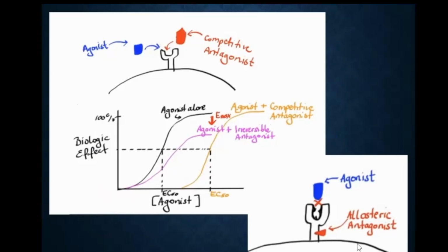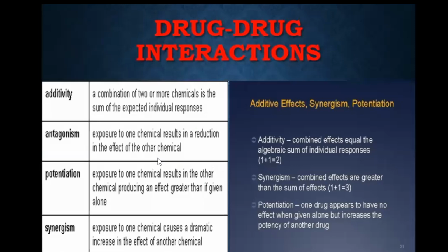And as I mentioned, an allosteric antagonist binds to a different binding site and prevents the agonist from binding here, because there will be a structural change in the binding site. So next we go to drug-drug interaction. There are 4 main terms that we have to know. We talk about antagonism. This is not receptor antagonism. This is called drug antagonism: one drug antagonizing another drug's action.